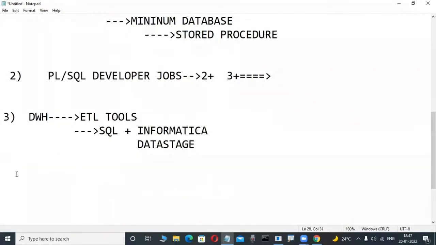Again, business analysts are there, that is a reporting programmer. Reporting tools they are learning only. They are getting jobs in an easy way. So many reporting tools are there worldwide.